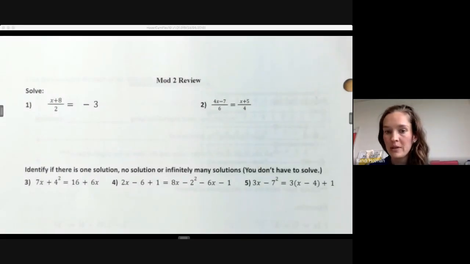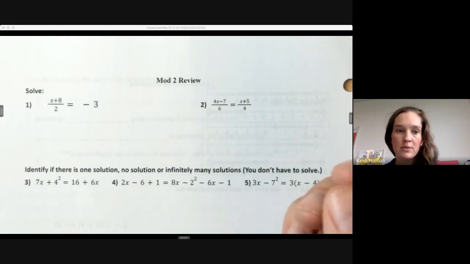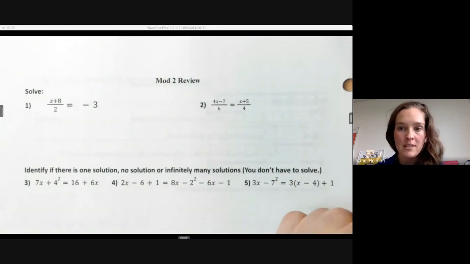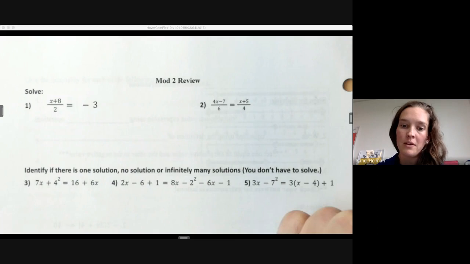Welcome. In this video, we are going to look at some review problems together. So we're just going to start off with some examples here. We are solving these first ones, and then our goal is to get our variable by itself. Remember, we're using our inverse operations in reverse order.